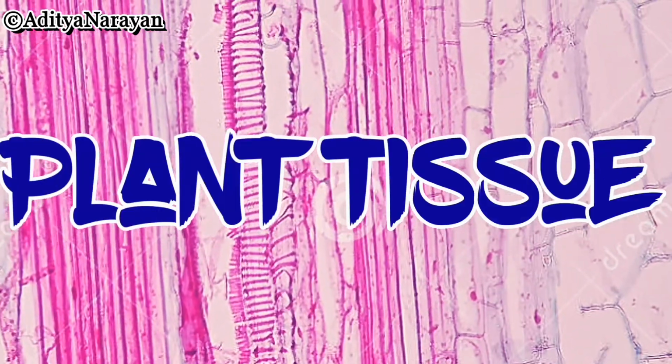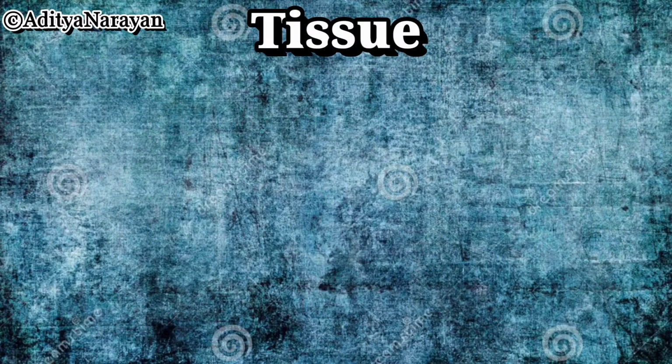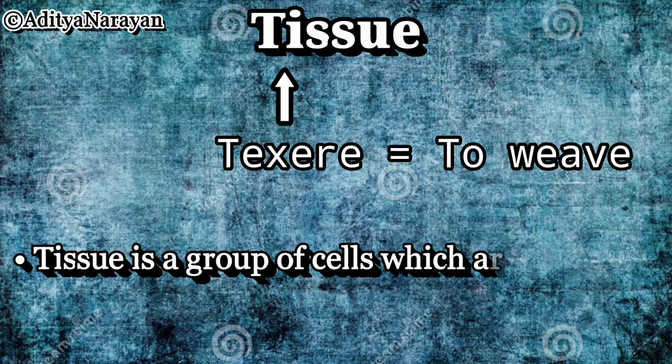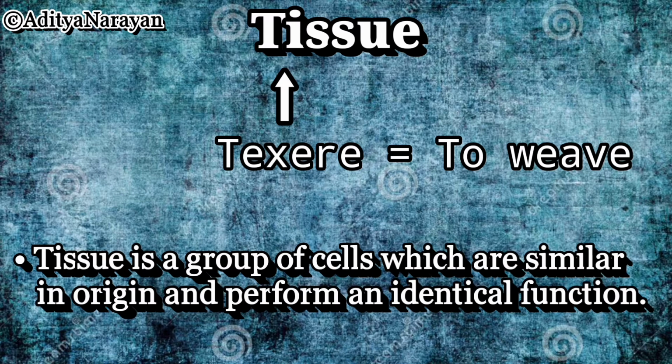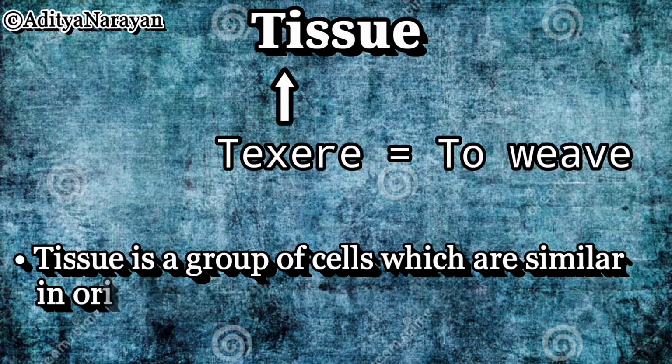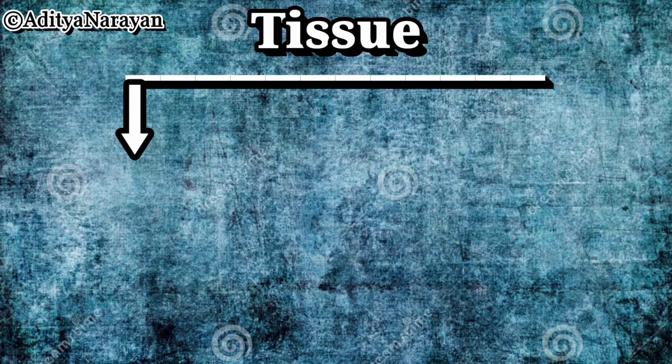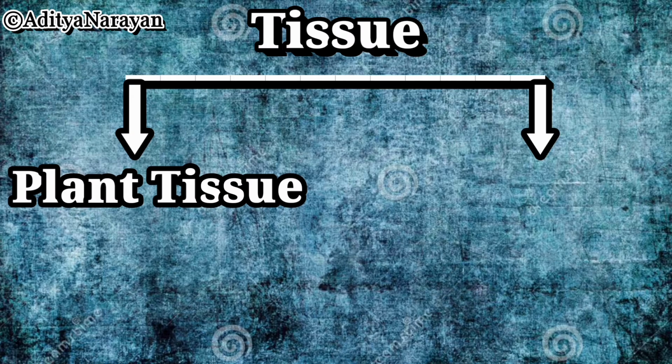Plant tissue. Tissue is derived from the Latin word "texere", which means to weave. A tissue is a group of cells which are similar in origin and perform an identical function. Tissues are of two types: plant tissue and animal tissue.